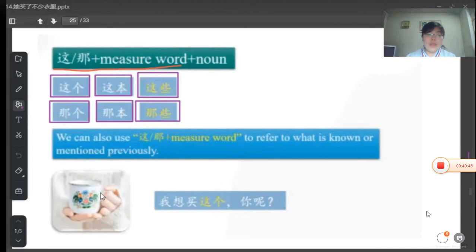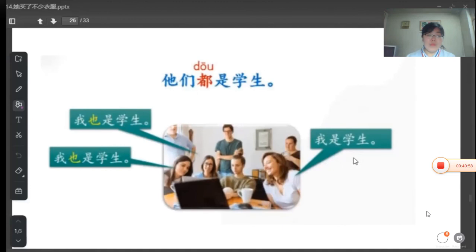Okay, let's go on. In this picture, we can see there are a lot of people. The woman said, 我是学生。I am a student. And others say, 我也是学生。Last class we learned 也, which means too or also. So from this picture, we can draw a conclusion: 他们都是学生。They are all students.